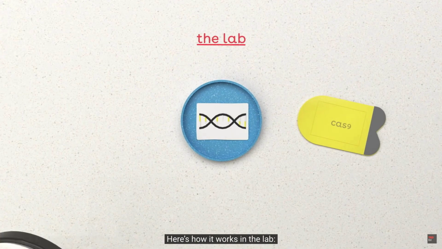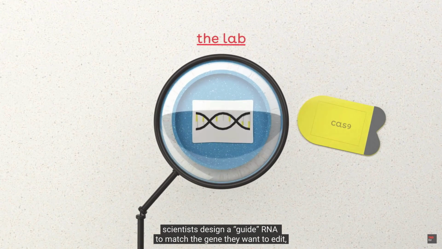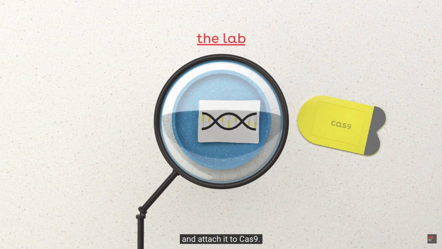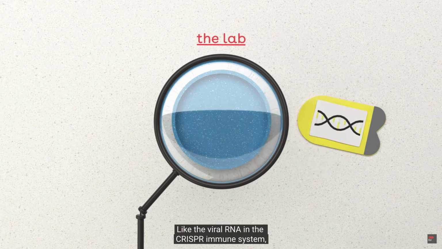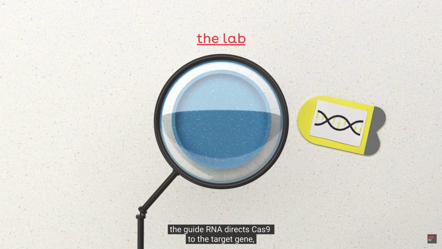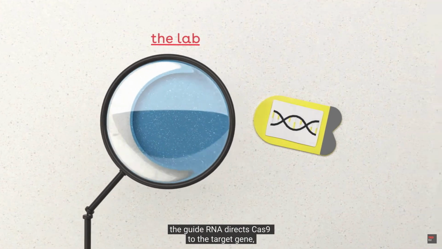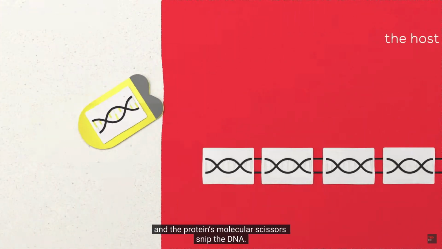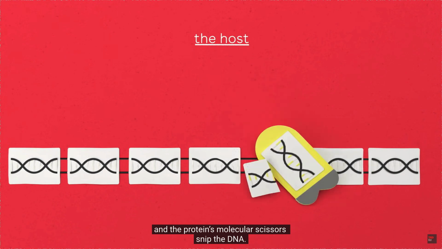Here's how it works in the lab. Scientists design a guide RNA to match the gene they want to edit and attach it to Cas9. Like the viral RNA in the CRISPR immune system, the guide RNA directs Cas9 to the target gene, and the protein's molecular scissors snip the DNA.